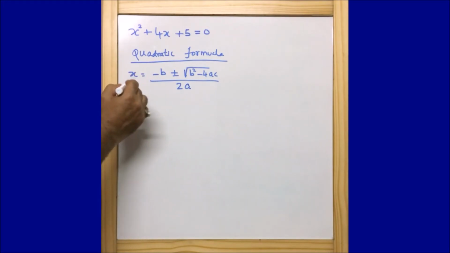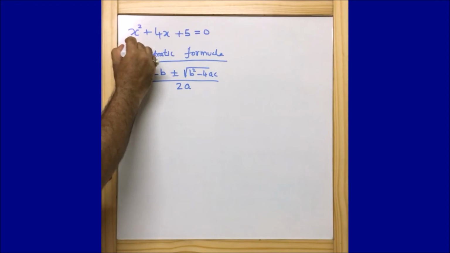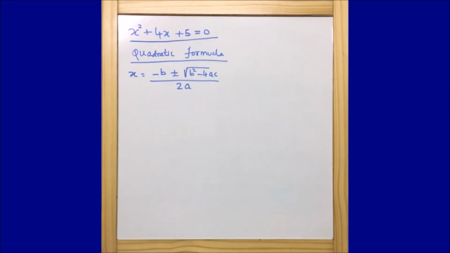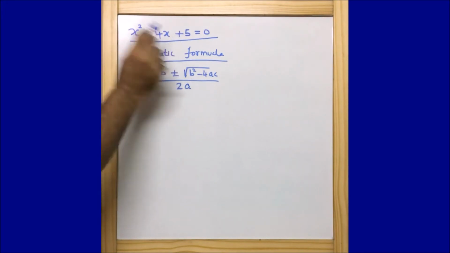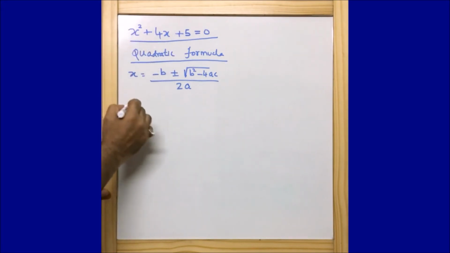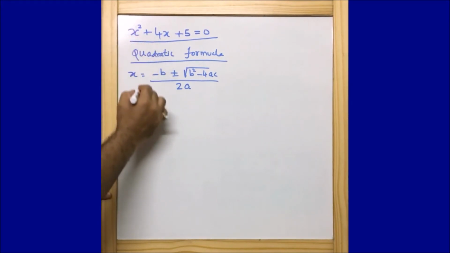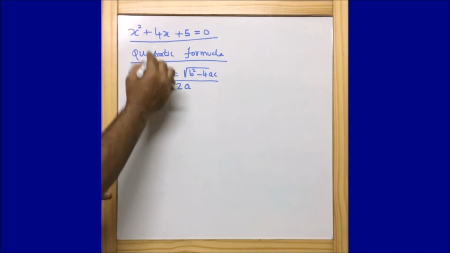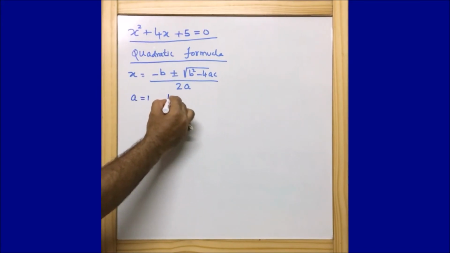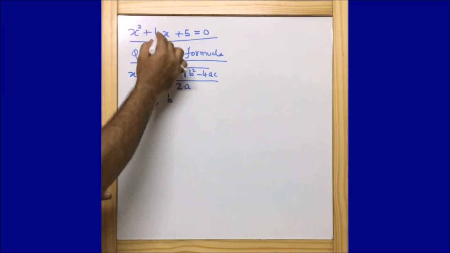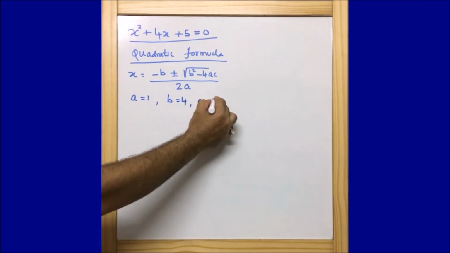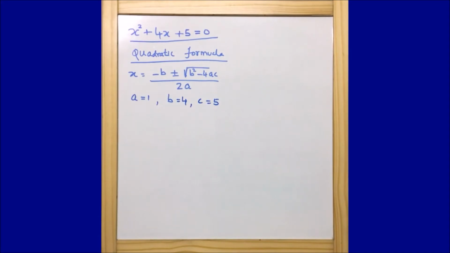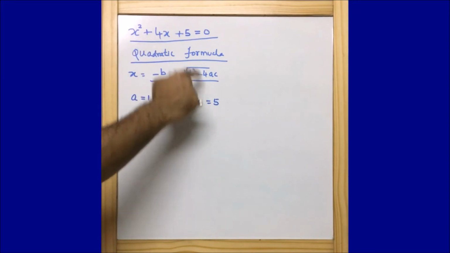So let us focus on the given quadratic equation, x^2 + 4x + 5 = 0. Here the coefficient of x^2 is 1, so a is 1. The coefficient of x is 4, so b is 4. And the constant value c is equal to 5. So these are the three things we can write from the given equation: a = 1, b = 4, and c = 5.